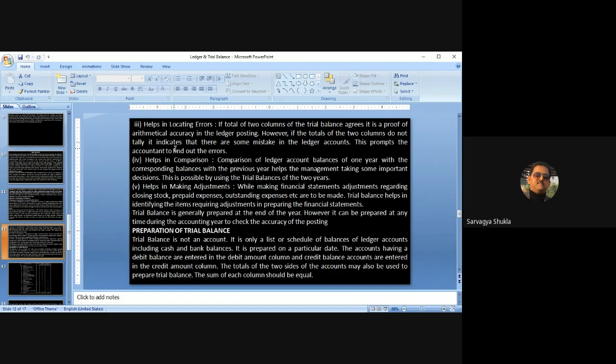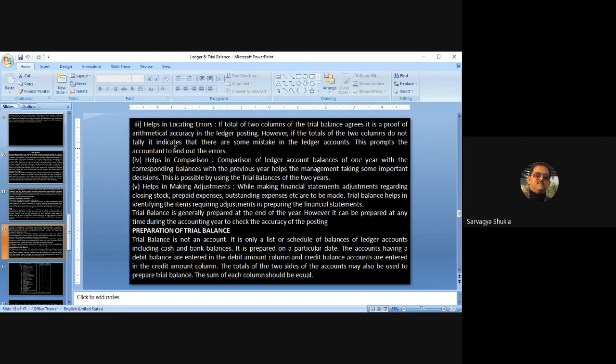Preparation of trial balance. How is the trial balance prepared? Trial balance is not an account. It is only a list or schedule of the balances of ledger accounts, including cash and bank balances. It is prepared on a particular date.